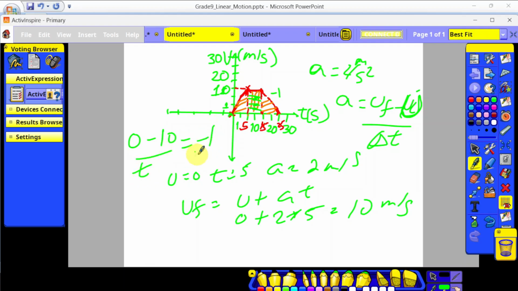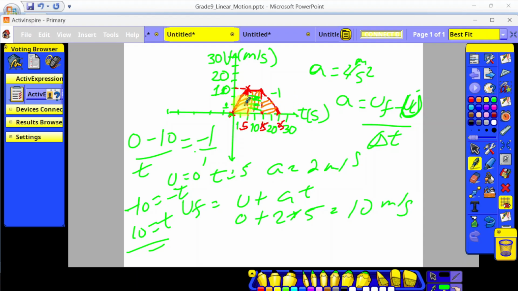So when you calculate this one, cross-multiplying, minus 10 is equal to 0 minus 10, which is -10, and t times -1 is minus t. So 10 is equal to t. So the time it takes the car to stop from here is 10 seconds. So it has been 15 seconds here, so it's going to be 25 seconds before it stops.